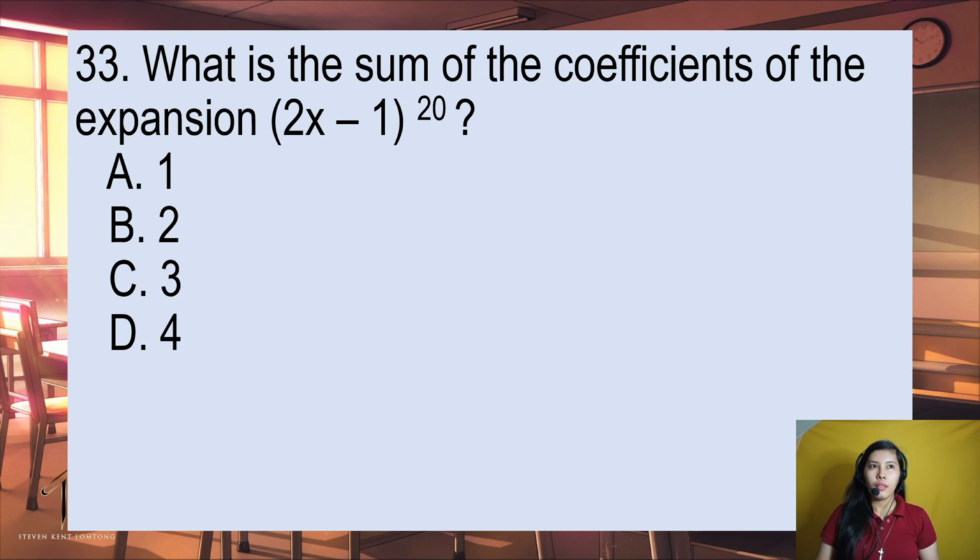Next problem: what is the sum of the coefficients of the expansion of (2x - 1) raised to 20? So sabi natin kanina, in order to find the sum of the coefficients, just simply substitute 1 in the equation and simplify. So in our given, we have (2x - 1) raised to 20. So, substitute lang natin yung 1 sa lahat ng x. So, we have 2 minus 1 is 1, raised to 20. That's equal to 1.